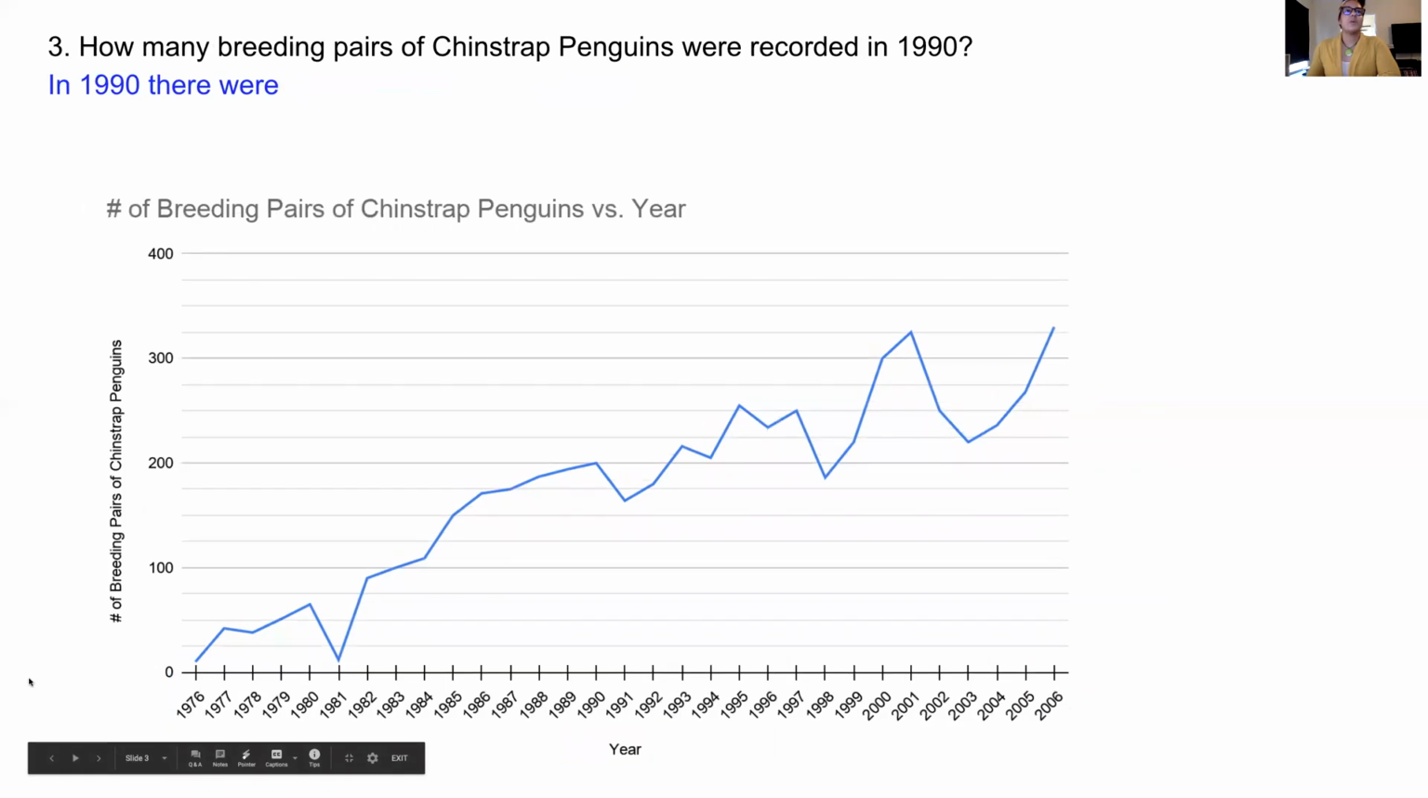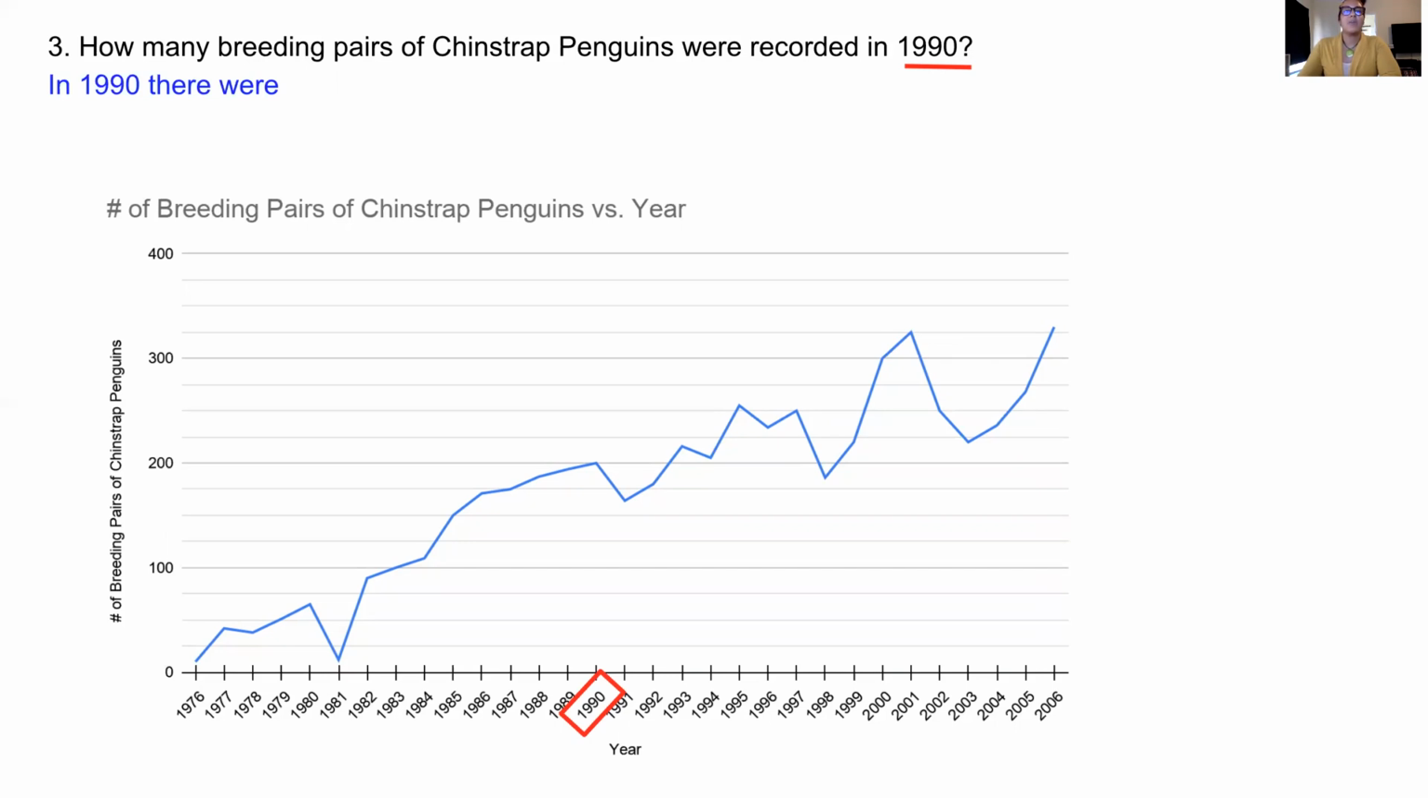The next question was, how many breeding pair of chinstrap penguins were recorded in 1990? So the first thing you want to do here is identify what the question's asking. It wants to know how many breeding pair of chinstrap penguins were recorded in the year 1990. So in order to do that, we start on the x-axis and we look for the year 1990. And you can see it highlighted by that red box.